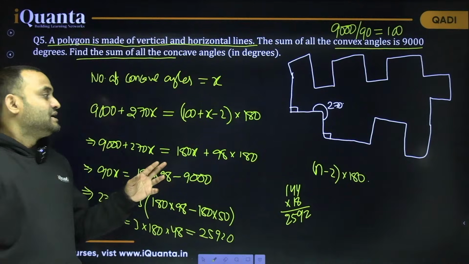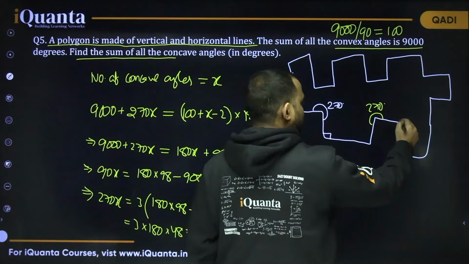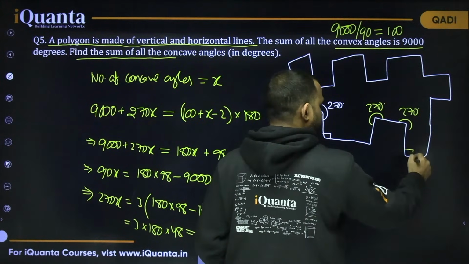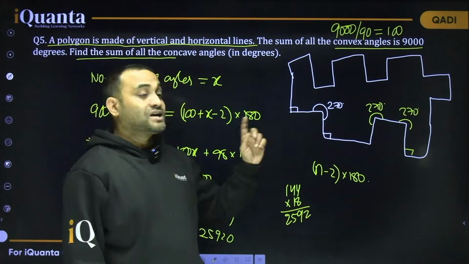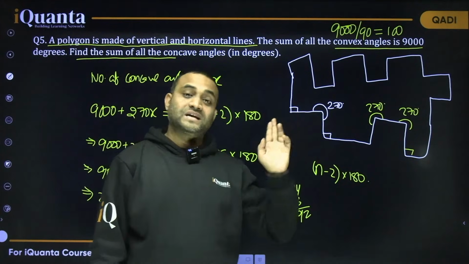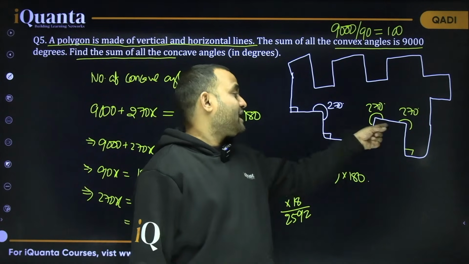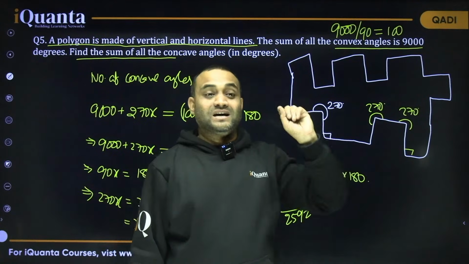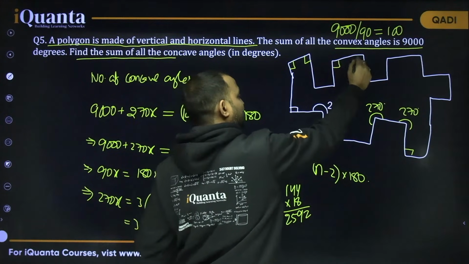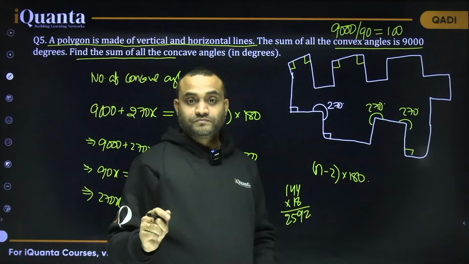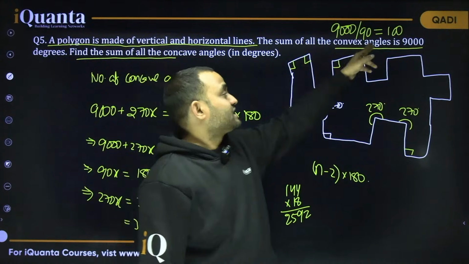Okay, Mishika, some of these angles will be 90 degrees, some of these angles will be 270 degrees. As you can see, this is 270 degrees, this is 90 degrees. A convex angle means an angle which is less than 180 degrees. So, there are only two types of angles in this polygon. It will be either 90 degrees or 270 degrees. The sum of all the convex angles, meaning the sum of all the angles of 90 degrees, is 9,000. Means there are 100 such vertices where the interior angle is 90 degrees, 9,000 by 90.